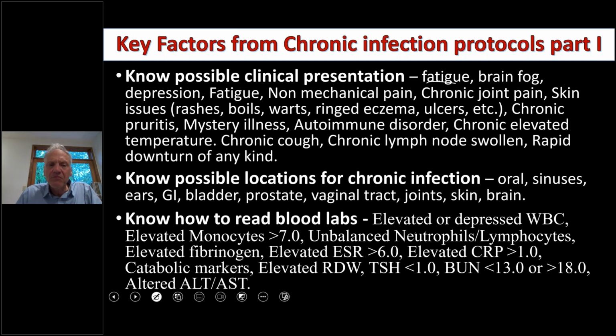Chronic itching, mystery illness, autoimmune disorder. Many autoimmunes are kicked off by viruses. Chronic elevated temperature. Somebody's always 99, 100. Chronic cough, chronic lymph node swelling. Rapid downturn of any kind. This is a big one. If somebody is going along and everything's going okay, and all of a sudden, man, they just fell off the side of a hill. I don't know what happened to them. I don't know what happened to me, but man, I just feel terrible. You have to suspect an infection.